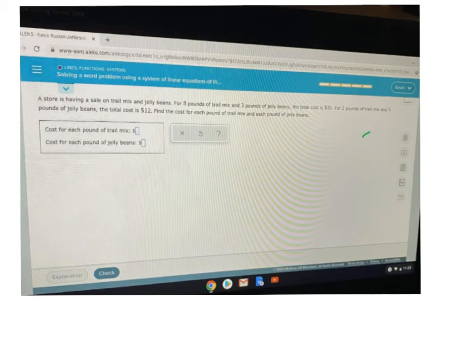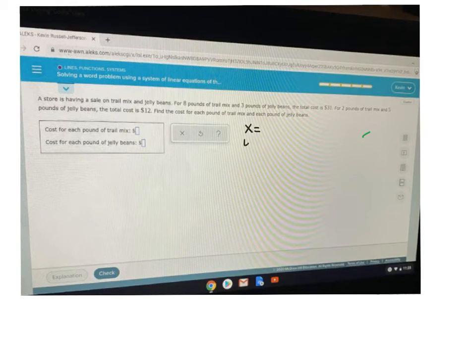Okay, let's look at this problem, which is about a mixture of trail mix and jelly beans. It says that 8 pounds of trail mix and 3 pounds of jelly beans cost $31. And 2 pounds of trail mix and 5 pounds of jelly beans cost $12. So we're trying to find the cost of each pound of trail mix and jelly beans.